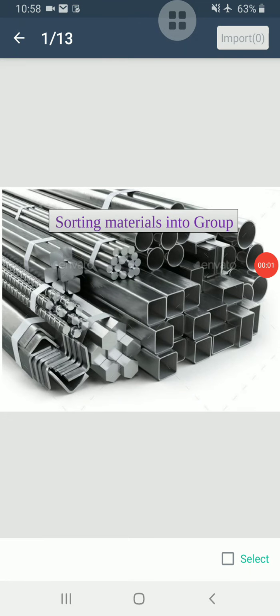Hello students, today we are going to start a new chapter, sorting materials into groups. You can see a number of things around you. They look different and have properties different from each other. What are these things made of? Have you ever thought about it?